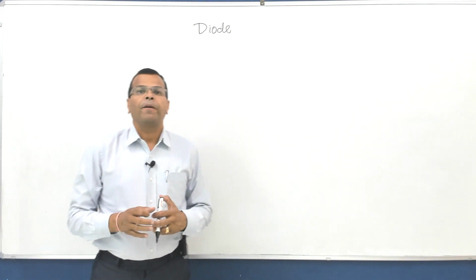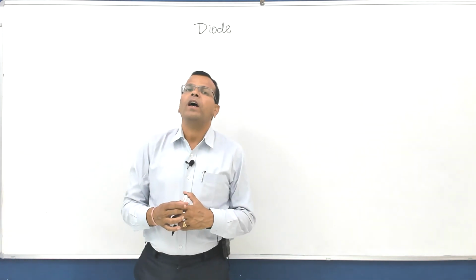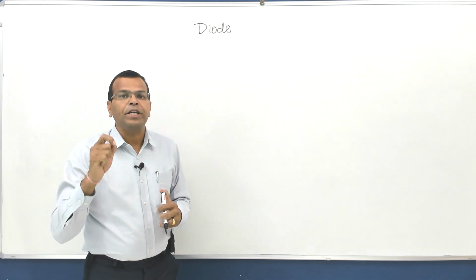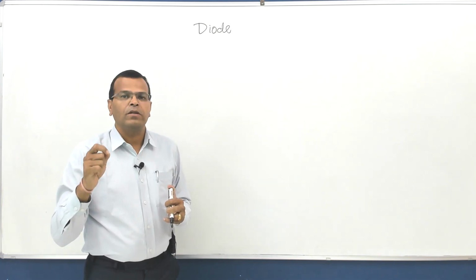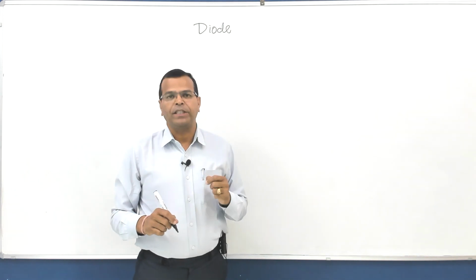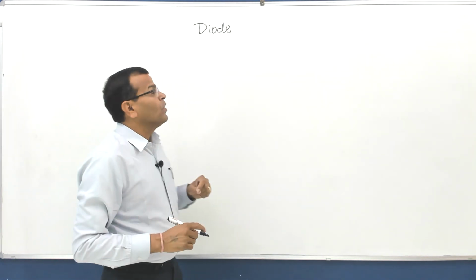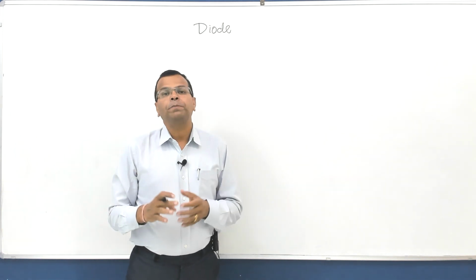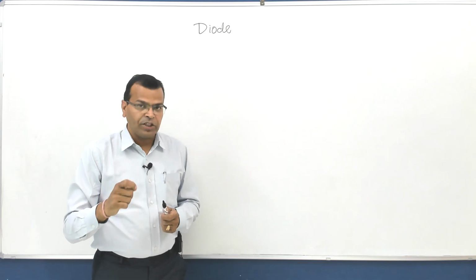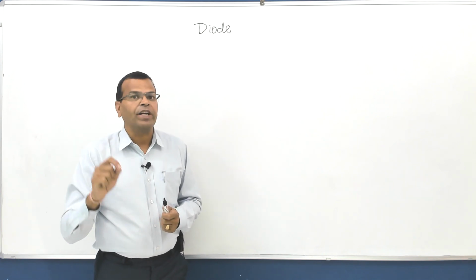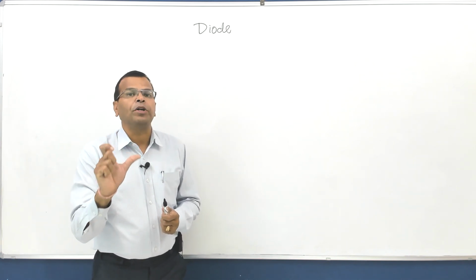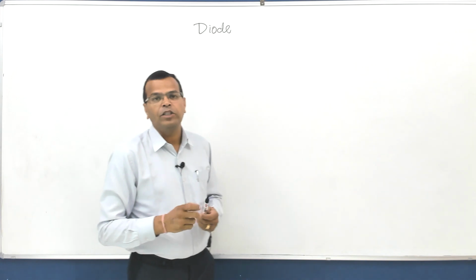Hello friends, in my previous video we have derived the expression of built-in potential or the barrier potential of a PN junction which is open circuited. Now we will see the expression of electric field in open circuited PN junction. Then we will see the potential variation across the junction, and finally we will find the width of the depletion layer in open circuited PN junction.